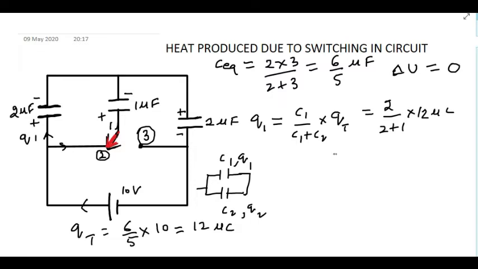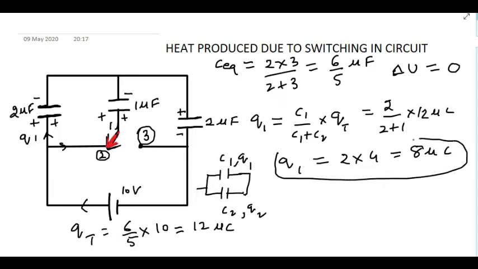So by solving it, Q1 is equal to 2 into 4, which is equal to 8 microcoulomb. Initially the charge associated with this plate was plus 8 microcoulomb, and the other 4 microcoulomb was going in this direction, associated with this plate of the 1 microfarad capacitor. So this is the initial condition.